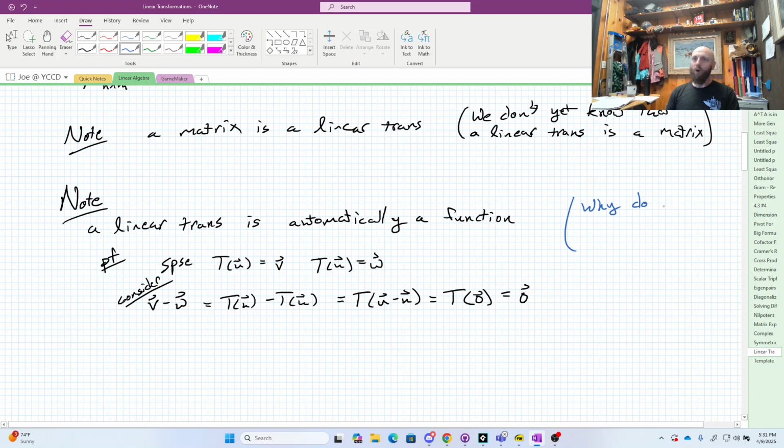This is actually in the homework in Strang. So why do we know that T of 0 has to equal 0? Cool. All right, so once I know that this is the zero vector, then I know that v and w are the same vector. So v and w couldn't have been different vectors. Great. Awesome. That implies v equals w. Check. Okay.